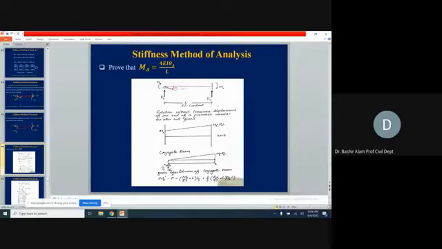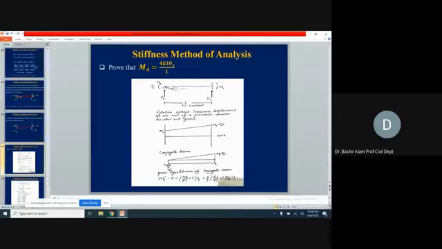Now, this is for the conjugate beam we are showing. Here it was RA, but here it is RA prime. So RA prime, why will we be finding out this shear? Because if we find out this shear, it will be giving us theta A actually.